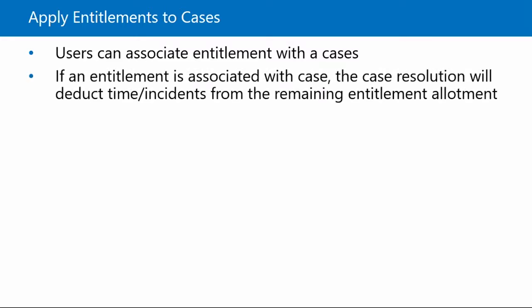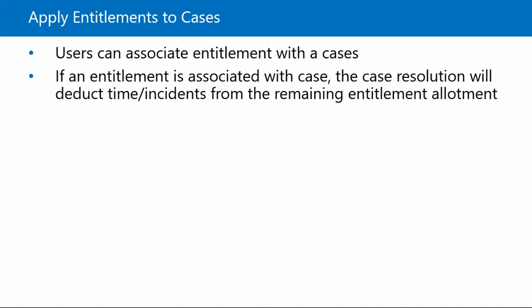If the entitlement is associated to a case, the case resolution will automatically deduct the time or incidences from the remaining allotment for that entitlement. What defines which one is used is based on the allotment type, which was established when the entitlement was initially created. In addition, from the case, you also have the ability to check the Do Not Decrement the Entitlement Terms action. Just as it's named, for an associated entitlement, terms will not be decremented for the selected cases.